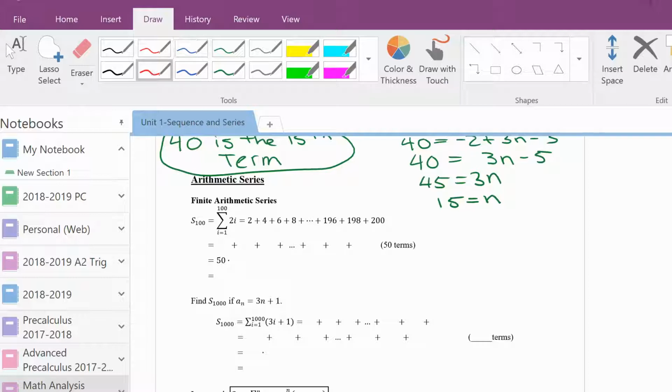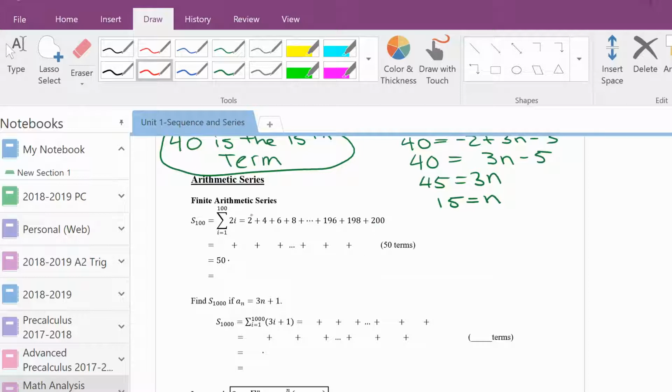So here, if you look, the sum of the first 100 terms, as i goes from 1 to 100, of 2i, which is an arithmetic sequence, is... and so they put in the first couple terms for i, 1, 2, 3, and 4, and then the last three terms of this series are 196, 198, and 200.